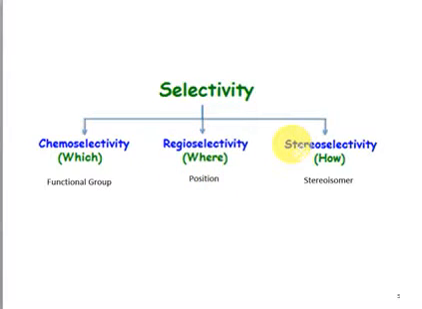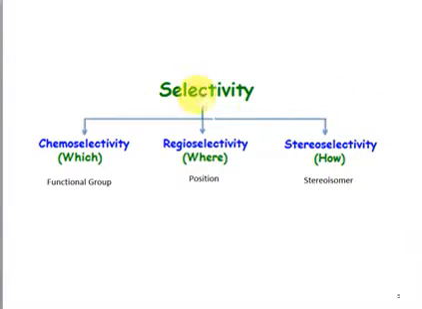The third type of selectivity is stereoselectivity. Stereoselectivity is related to the stereoisomer. It means which of the stereoisomers will react, or in which three-dimensional space the reagent will react, right? So if you have two stereoisomers, then stereoselectivity will determine which of the two stereoisomers will react. Also, stereoselectivity is focused on how the stereoisomer will react. It's not only dependent on which of the two stereoisomers will react, it will also depend on how the stereoisomer will react.